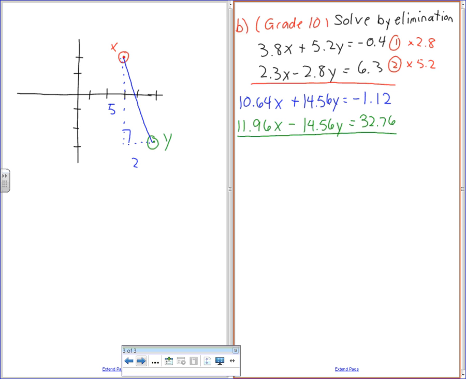Why am I happy with this now? What can I do for it? I see this. Yeah, they're going to cancel, right? All we're going to do is add north-south, like top downwards. So I'm going to say 10.64x plus 11.96 should be 21. I can't do it in my head. 22.5. Is that right? I trust Michael.